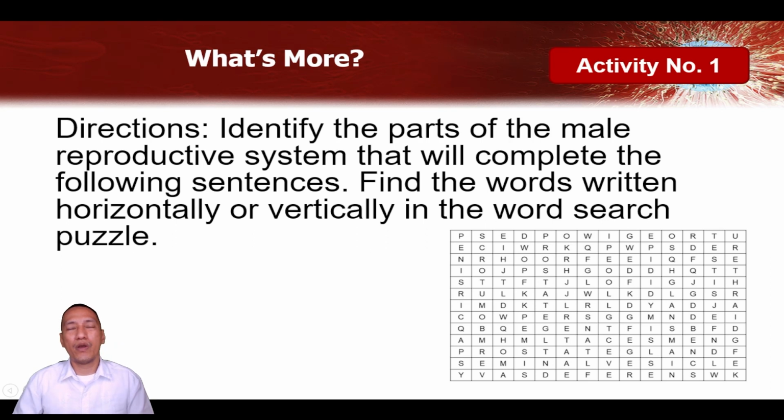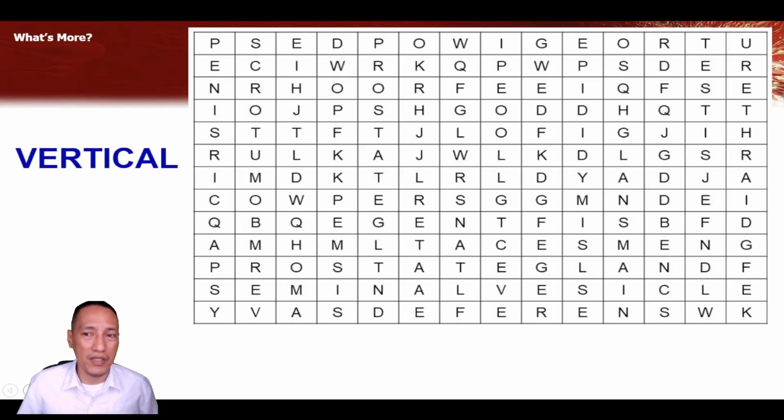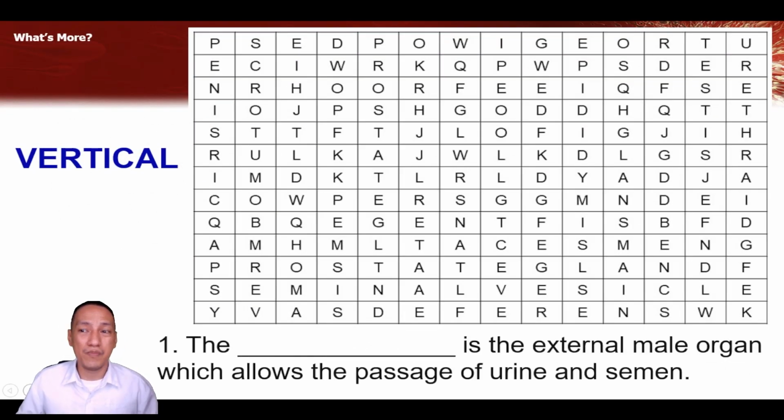Alright, so we move to what's more. Directions, activity number 1 sa regular self-learning module. Sabi dito, identify the parts of the male reproductive system that will complete the following sentences. Find the words written horizontally or vertically in the word search puzzle. So kung mapapansin nyo dyan sa activity na yan ay merong question. That's because yun ang tutulong sa inyo to identify the words that are in the box.